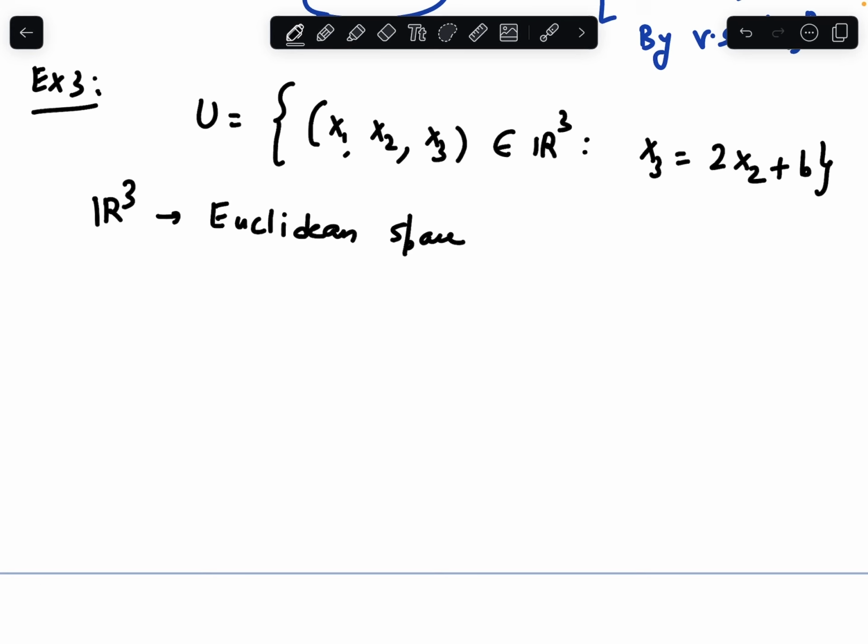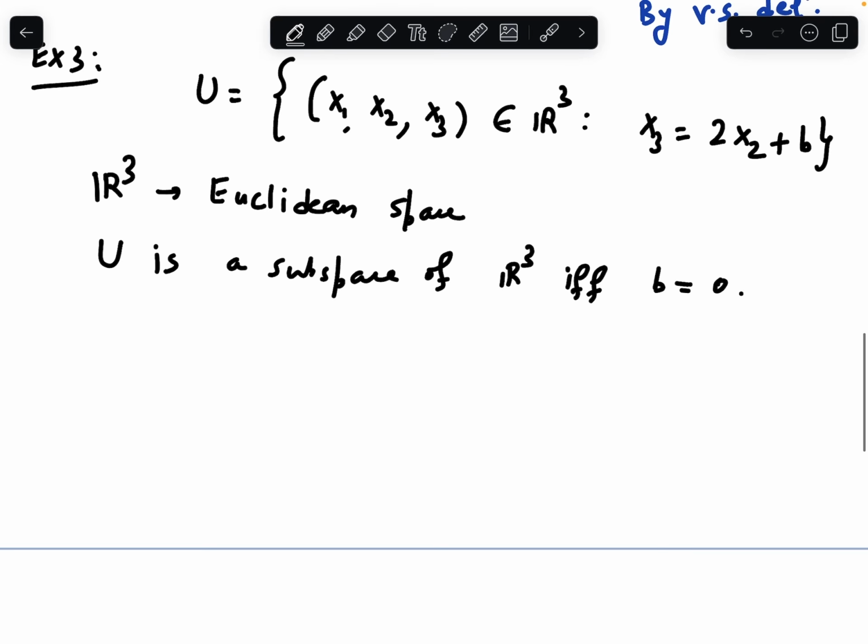Now, U is a vector space, or I should say a subspace of R3 if and only if b equal to 0. So can you solve this?